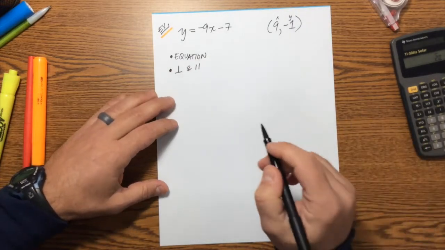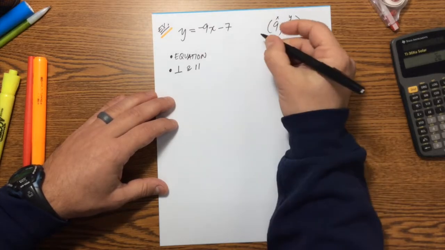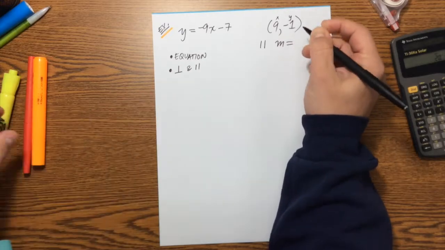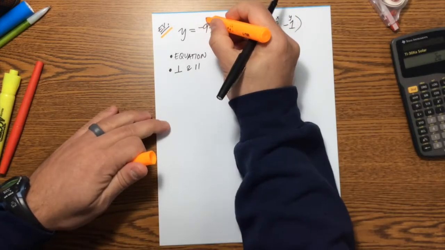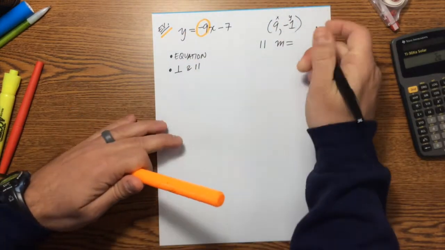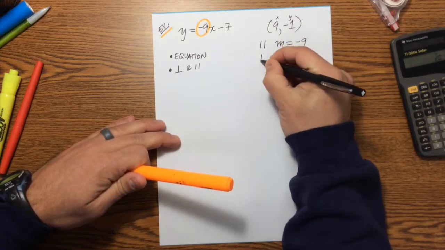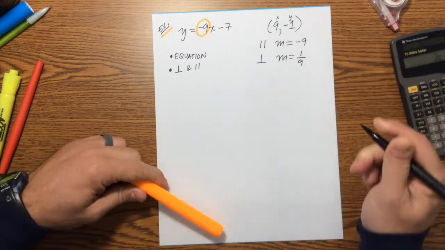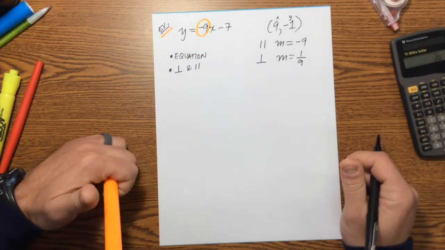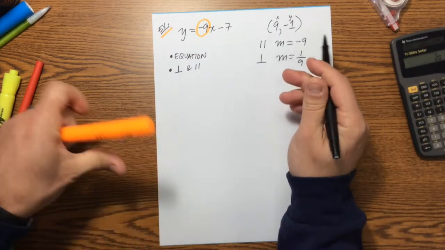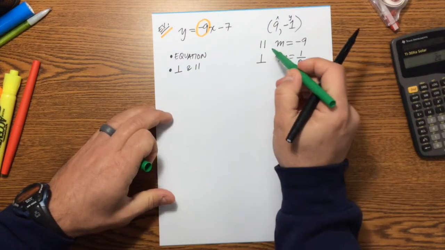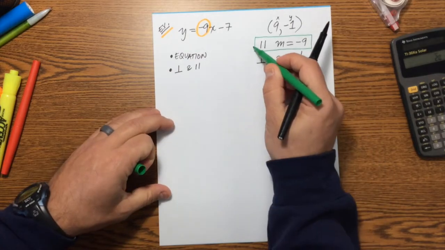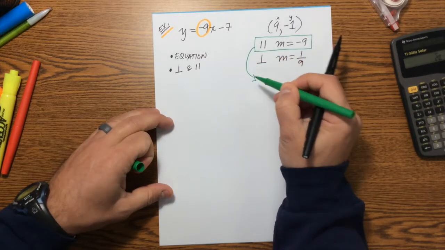Fine. Let's start with parallel first. So if it's parallel, the slope is going to be the same as this, which is negative 9. If it's perpendicular, the slope is going to be a negative reciprocal, or 1/9. All right, so let's first write the equation for a line that is parallel. Okay, so I'm going to start with that one, and we'll do that right here.